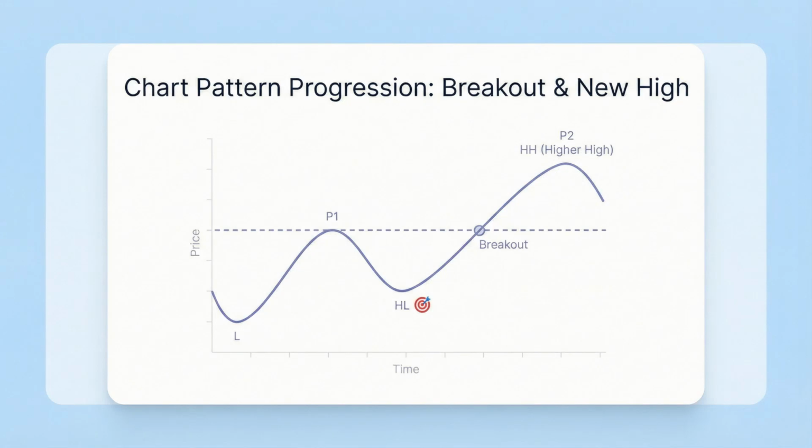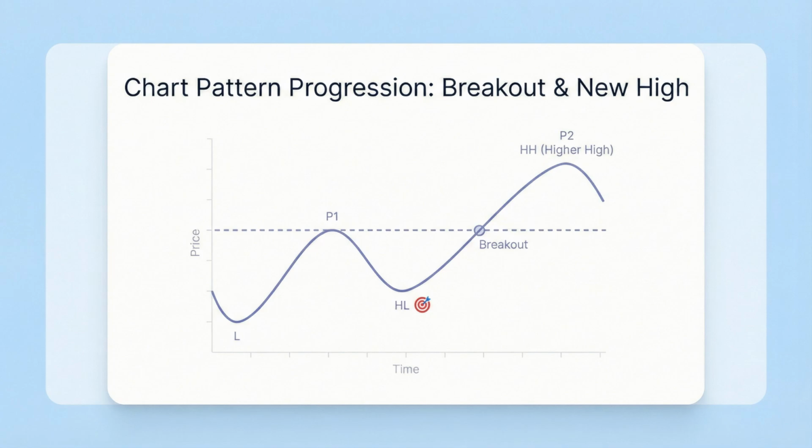Traders pay very close attention to these pullbacks. When the price falls from a higher high but stays above the previous higher low, this correction phase is closely monitored. These higher low zones are prime areas where traders look for opportunities to enter the market and ride the next wave up.